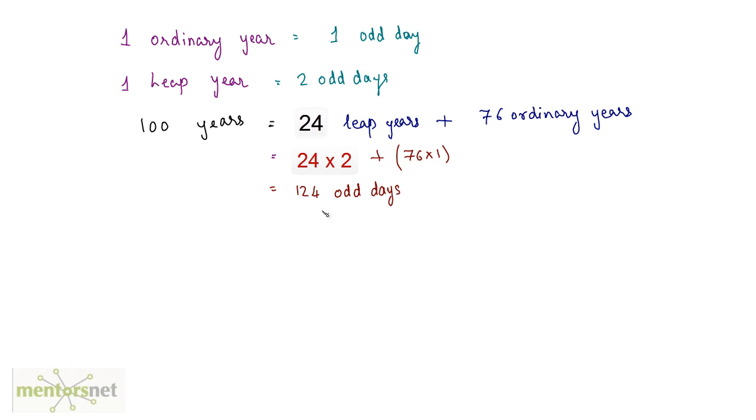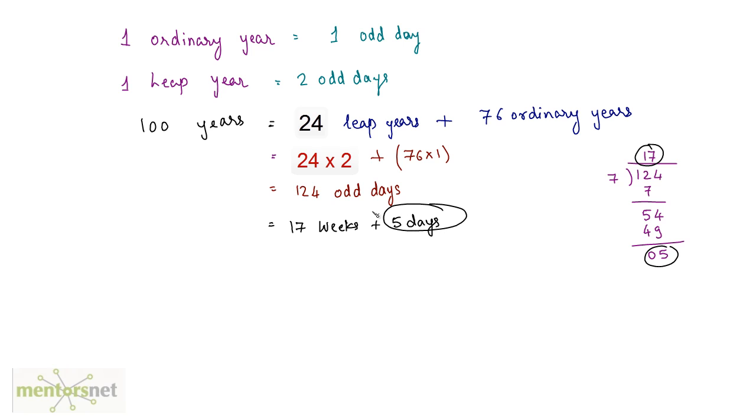But this is not the correct number of odd days in 100 years, because 124 can be rounded off to weeks and some odd days as well. So let us divide 124 by 7 to calculate how many weeks 124 days contain. So 124 days can be written as 17 weeks and 5 days. Right? So the total number of odd days in 100 years is 5 days.